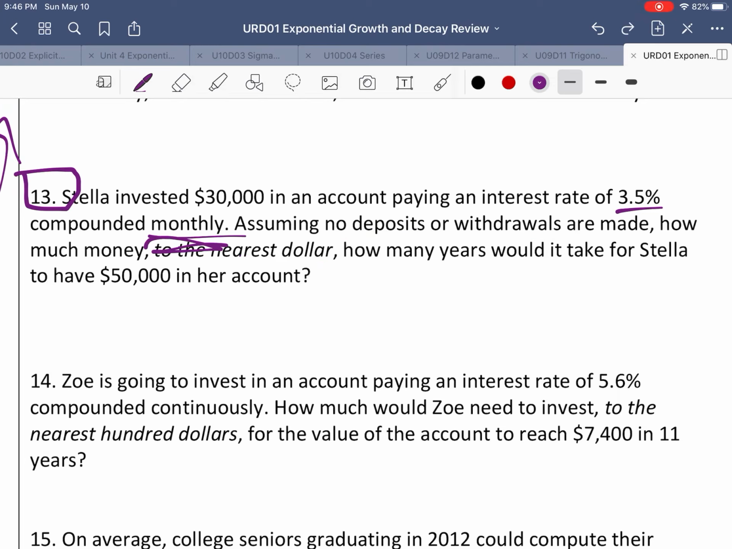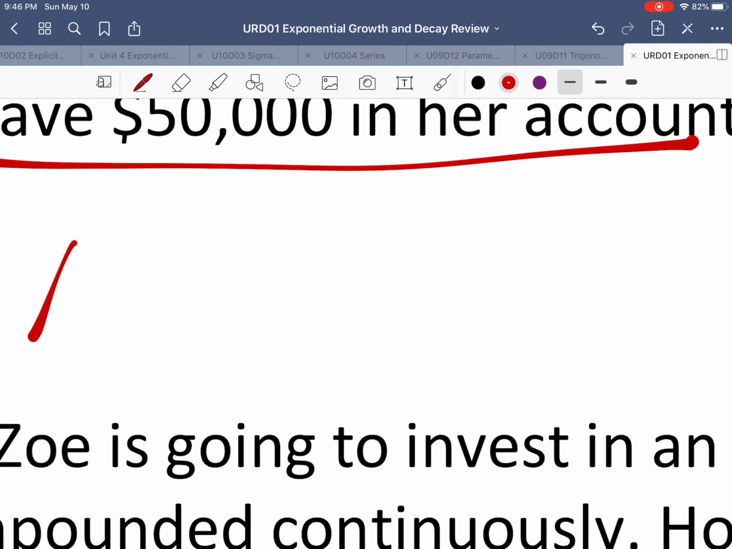Actually, that's incorrect. I think this problem is supposed to say how many years would it take for Stella to have $50,000. So it should be how long to the nearest year. So this is an accident, so I'll know if you paid attention to that on the worksheet when you submit it, because this problem doesn't make sense to answer without answering for years. So to the nearest year, how long will it take for Stella to have $50,000?